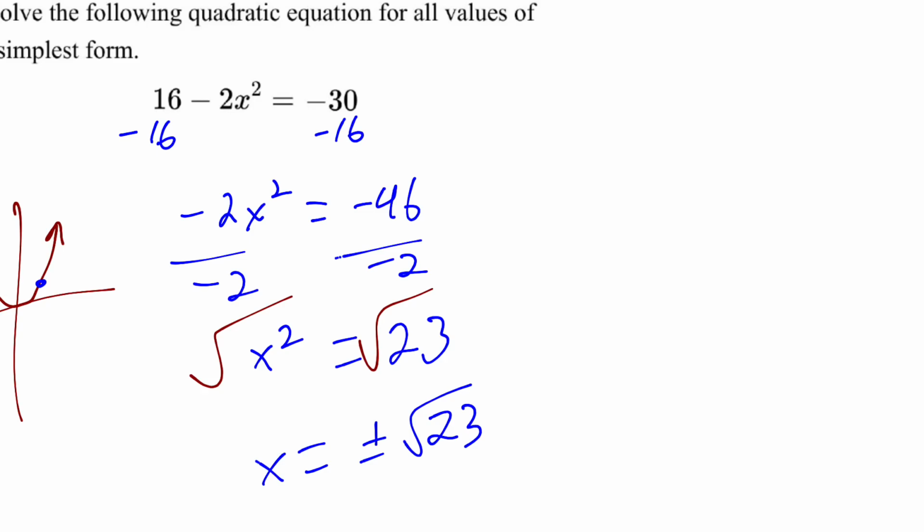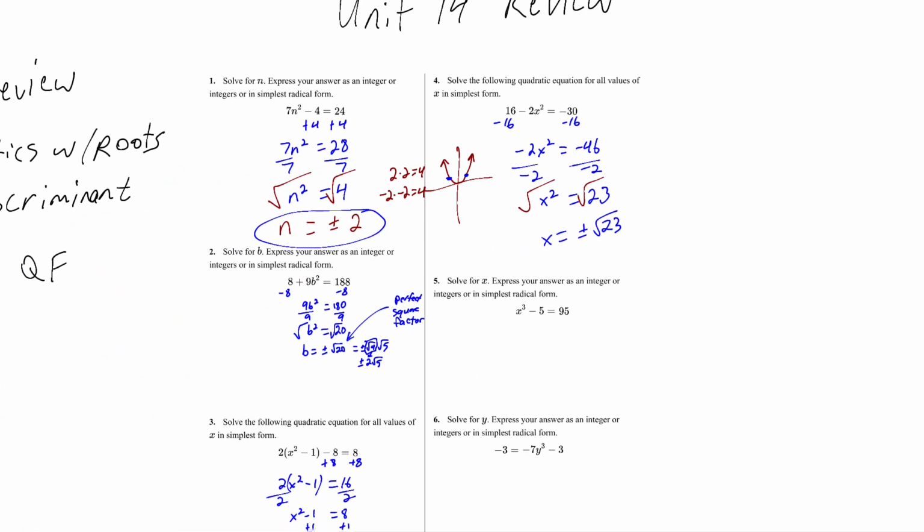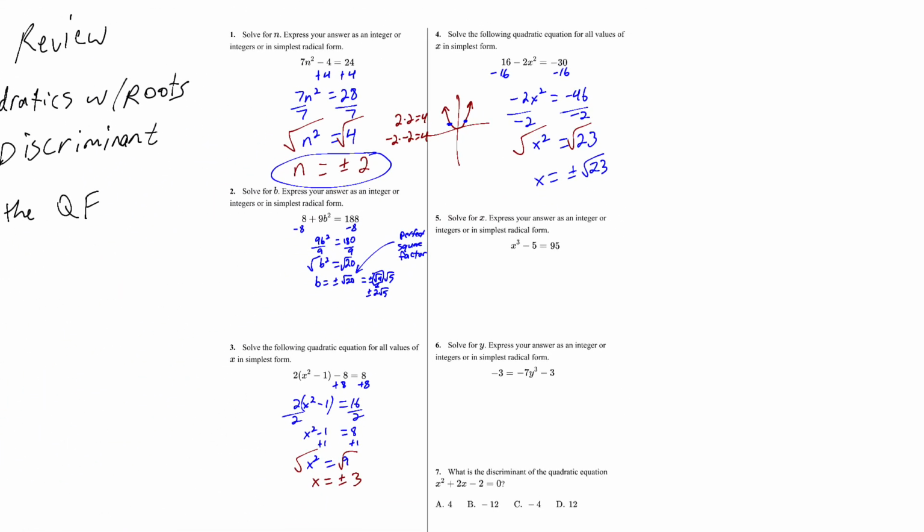And I'm done. Notice that all of these, 1 through 4, had two answers. Either 2 or negative 2. 2 root 5 or negative 2 root 5. 3 or negative 3. Root 23 or negative root 23.